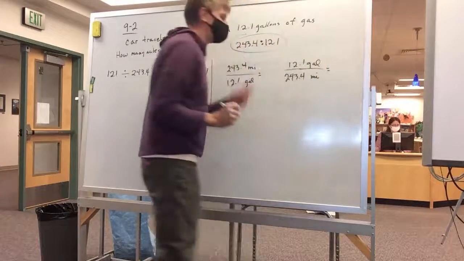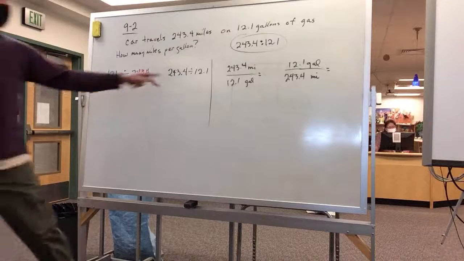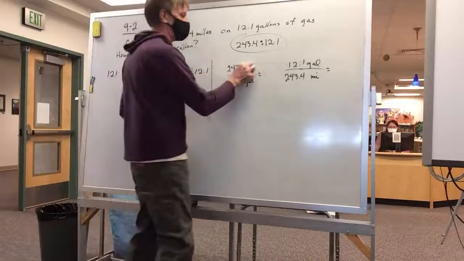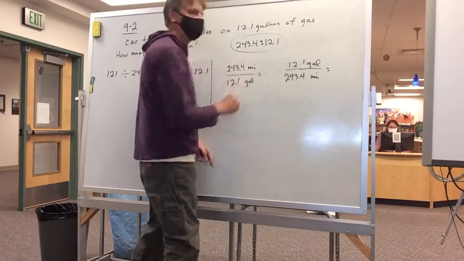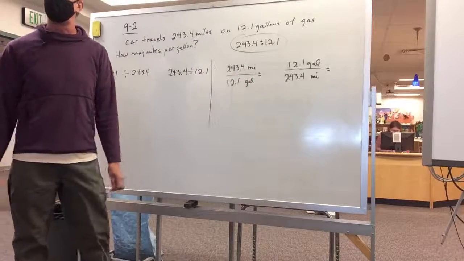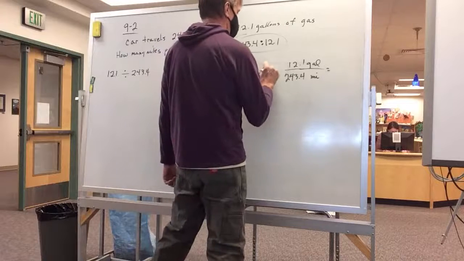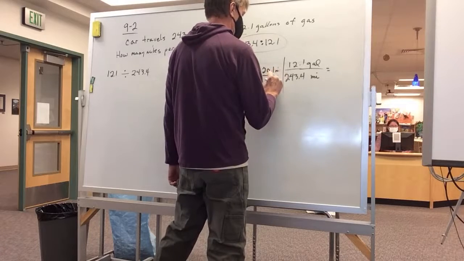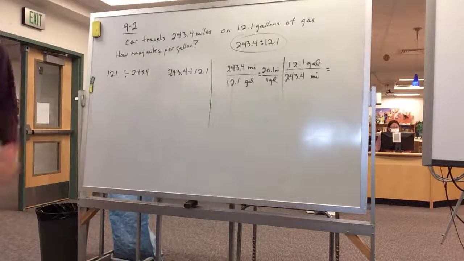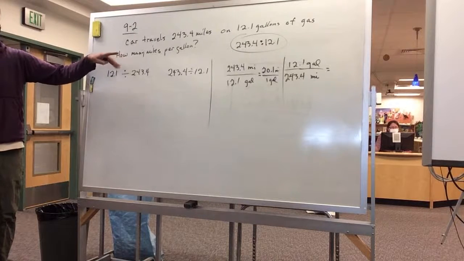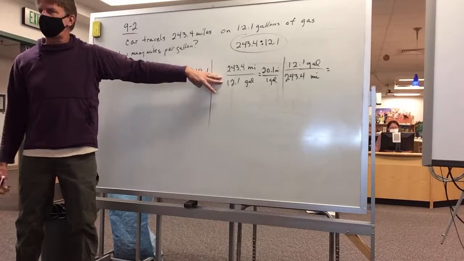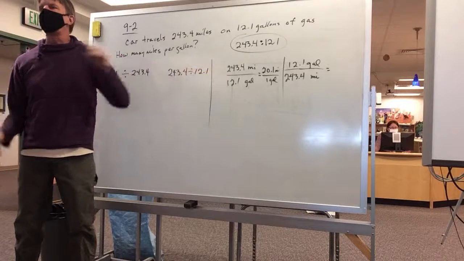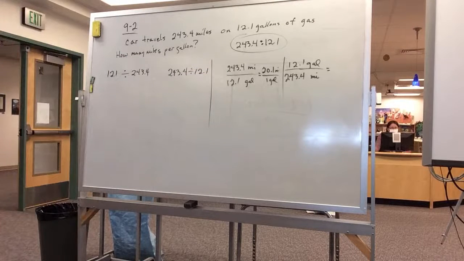Okay, so if you did the division, what's 243.4 divided by 12.1? Go, you have calculators. 20.1, yeah, basically. Miles per gallon. So if you look at the question, how many miles per gallon, does this answer our question? Yeah. So the point behind this is if you put your units into place, it will tell you whether your answer makes sense or not in terms of the question being asked.